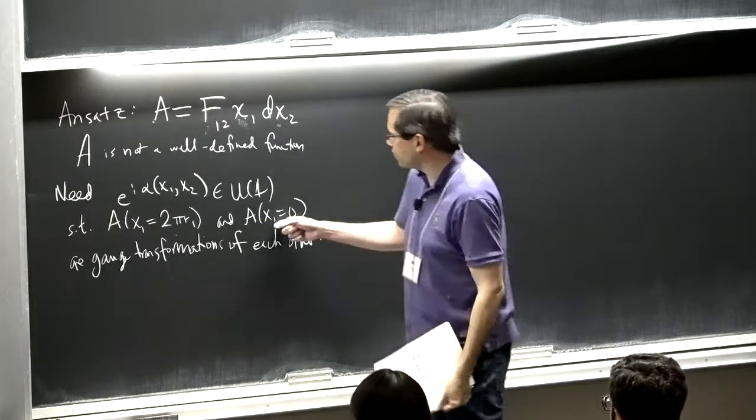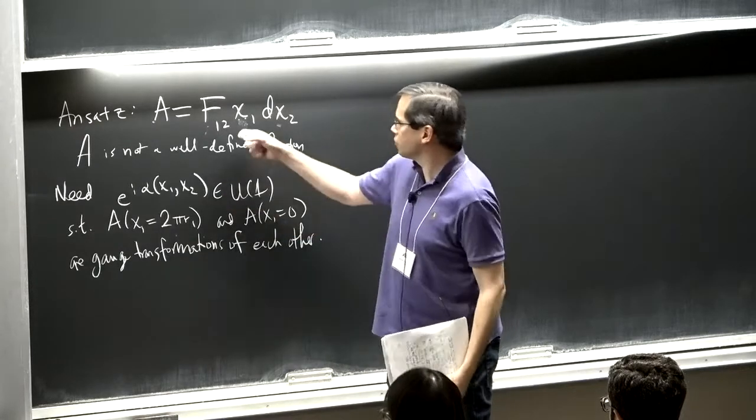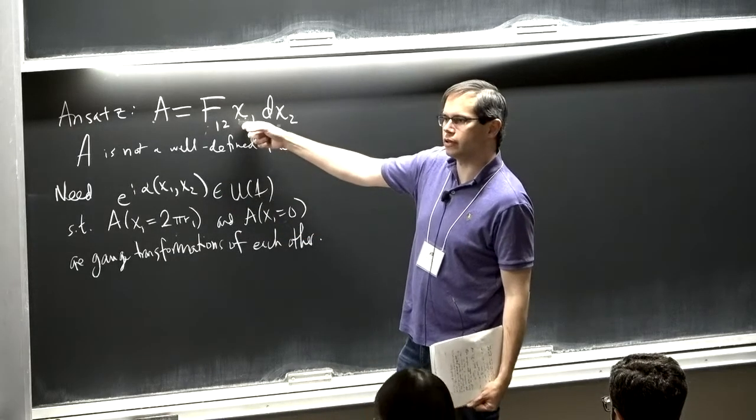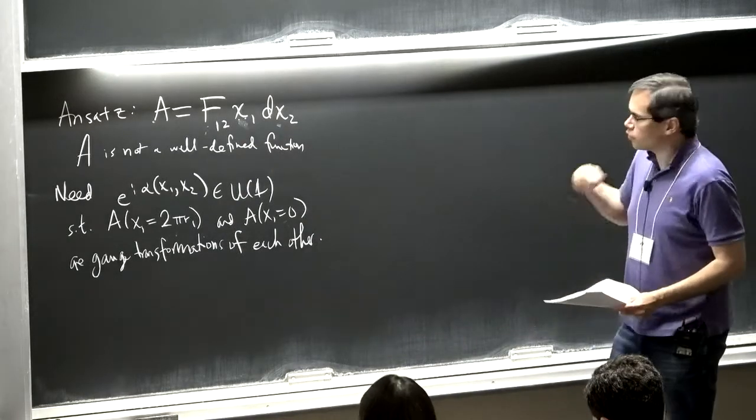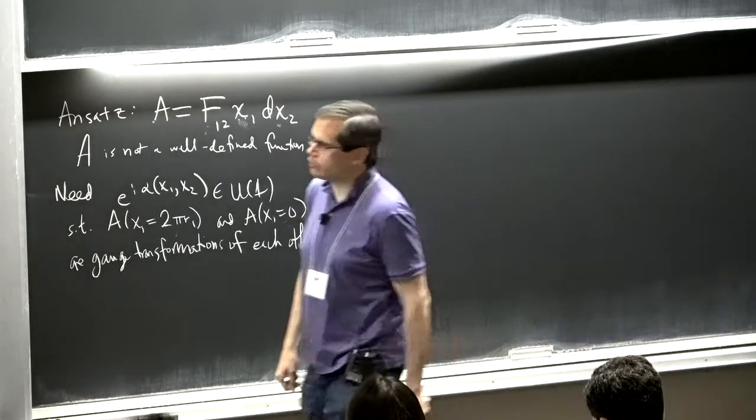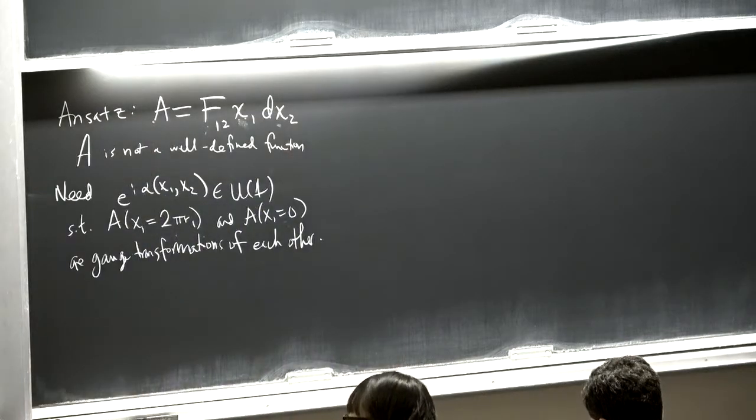So I've identified these things as spatial coordinates. But just as a function, this is not the same thing. It has a different value. Okay. So what we want is to find a gauge transformation that's compatible with this identification that we did on the spatial coordinates.